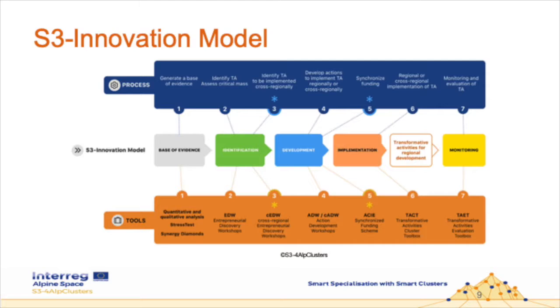Base of evidence, then the proper identification phase. This is typically done in entrepreneurial discovery workshops, inviting actors from the different sectors that you would like to work with. We have a workshop methodology for cluster initiatives to do this identification. But then an additional step, following up on the entrepreneurial discovery workshops, which we called action development workshops. Once you have identified the transformative activities, we need to come up with action plans. We need to know how this can now be implemented into concrete projects, into concrete policy measures.